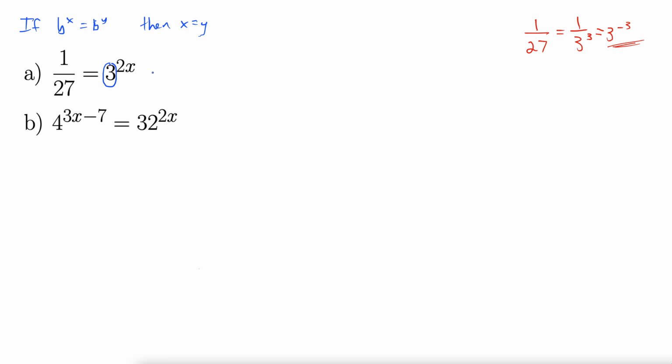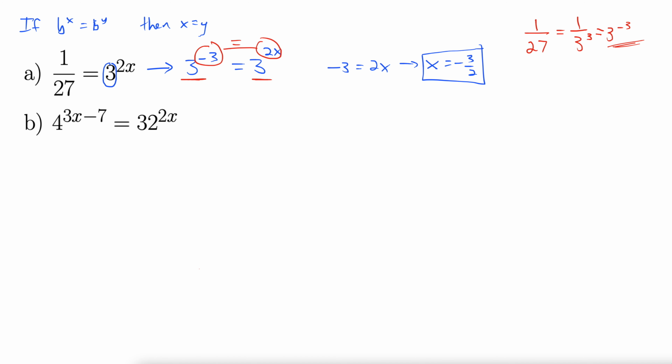So going back to our problem, I'm rewriting 1 over 27 as 3 to the negative 3 on the left, and then on the right, we're just going to keep the 3 to the 2x. And that's exactly what we wanted to have happen, because now our bases are equal, so we can just focus on the exponents and set those equal to each other. So this gives us negative 3 equals 2x. Divide both sides by 2. That gives us x equals negative 3 halves. There we go. First one is solved.